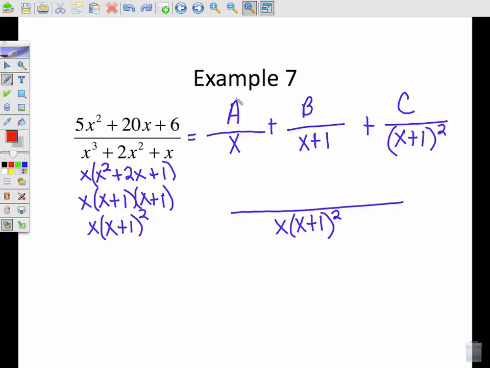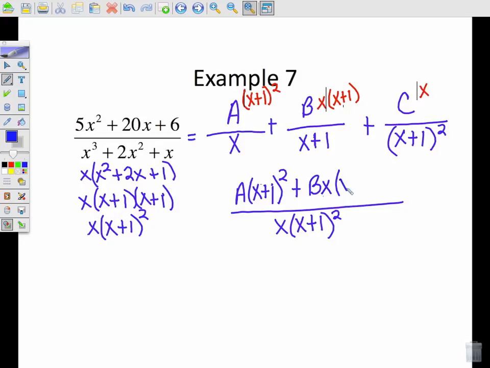So that means I would have to multiply my a times x plus 1 to the second. This is how I change my fraction. I'd have to multiply this by x and an x plus 1. And I'd have to multiply c by just an x. So I've got a times x plus 1 to the second, plus bx times x plus 1, plus cx. Well, what I need to do here on top is I need to FOIL my x plus 1 and then distribute the a.